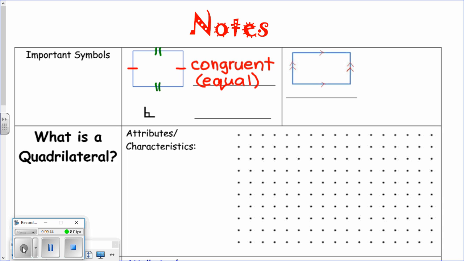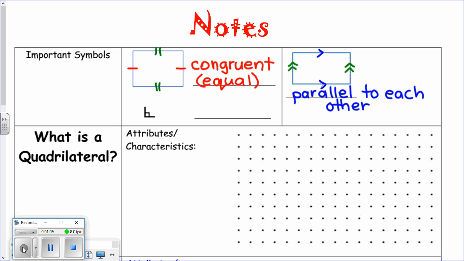If you see arrows on your shape instead of tick marks, this is telling you that those sides are parallel to each other. So remember, parallel lines never meet. And so what this shape is showing us is that the top and the bottom are parallel to each other, and the left and the right are also parallel to each other. So they marked them with the same number of arrows.